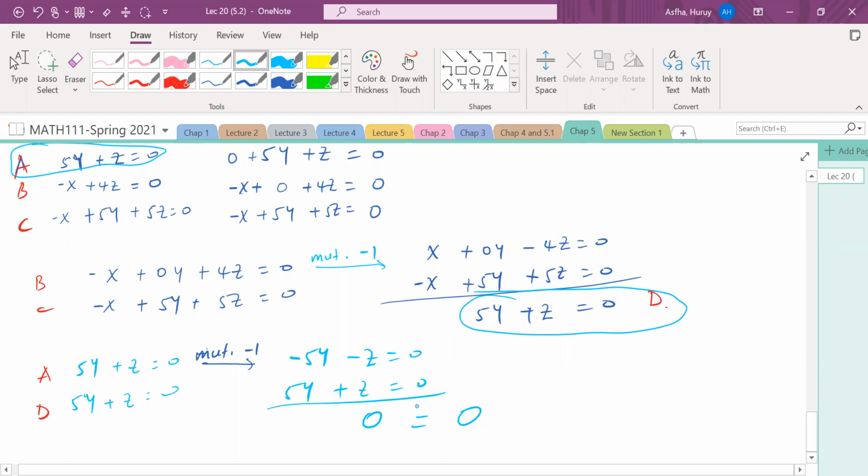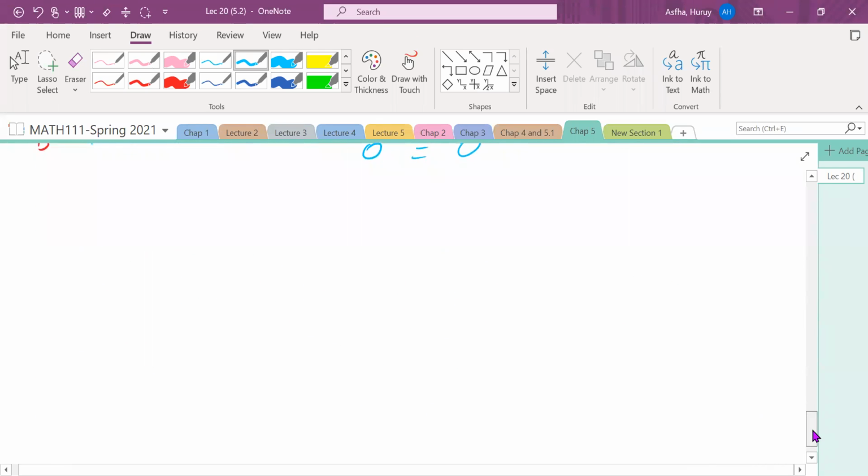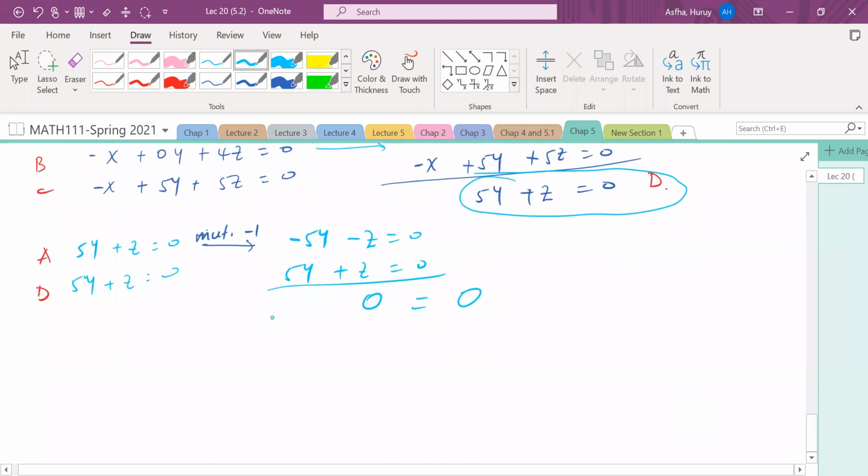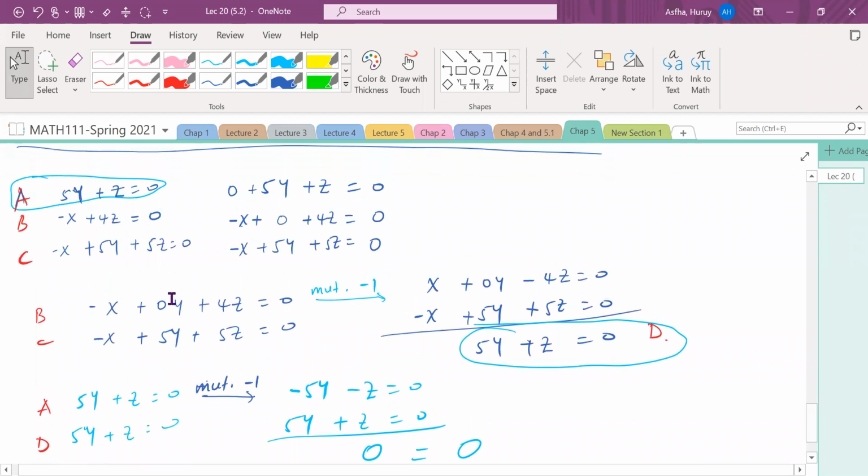And what does this mean? This is the same idea as the system of linear equations in two variables. If we end up with such a thing, then the system is consistent, and the solution set, well, there are infinitely many solutions to this system, which means basically they intersect everywhere.